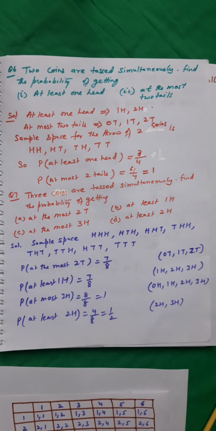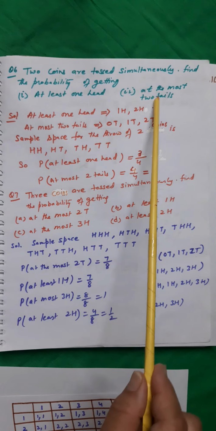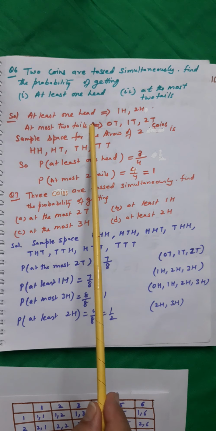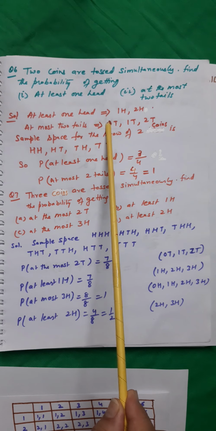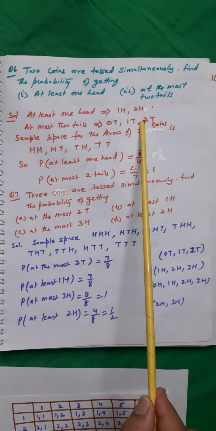Next question. 2 coins are tossed simultaneously. Find the probability of getting at least one head, at the most 2 tails. Now what is the meaning of at least one head? At least one head means that minimum there should be one head. But since there are 2 coins, I can have either one head or 2 heads.